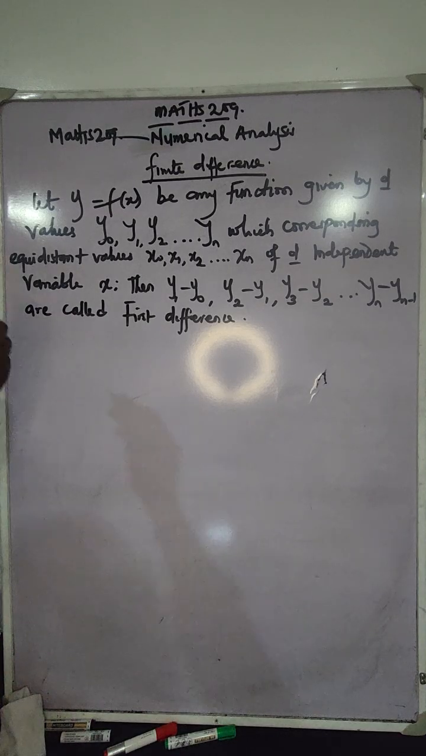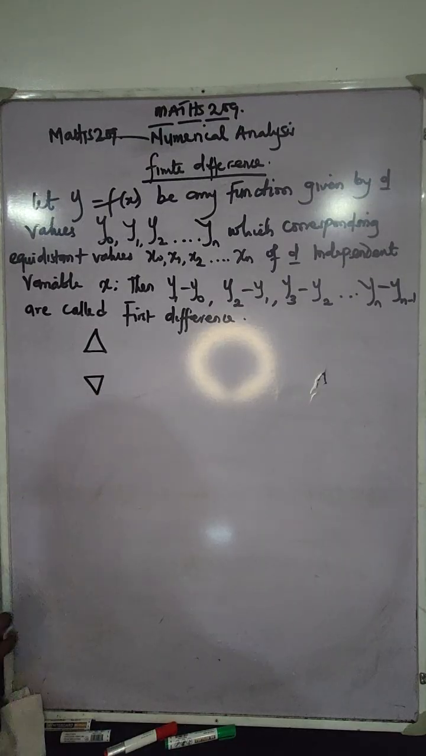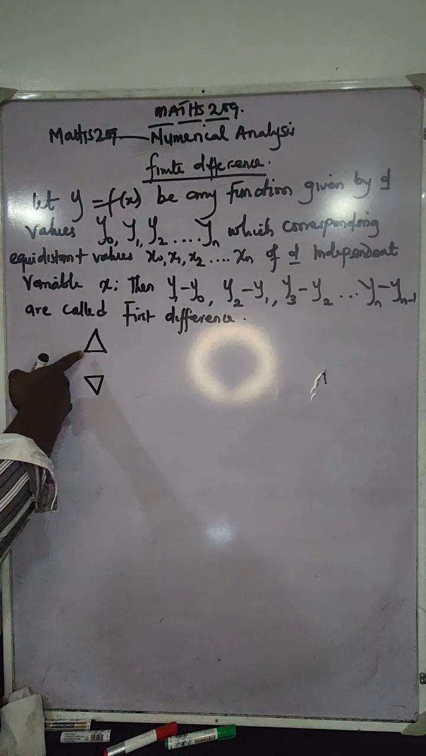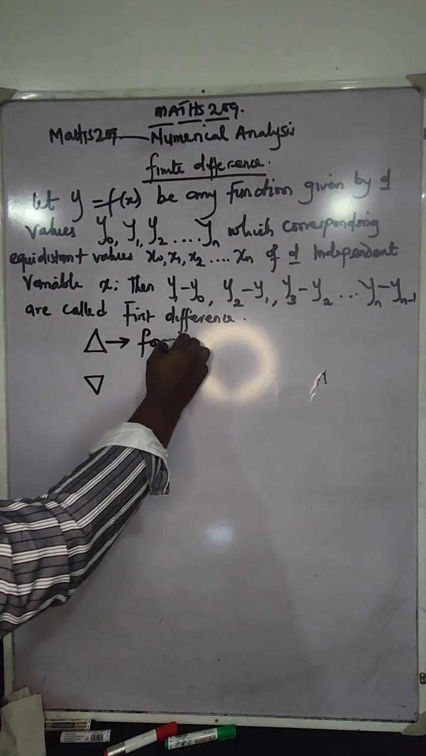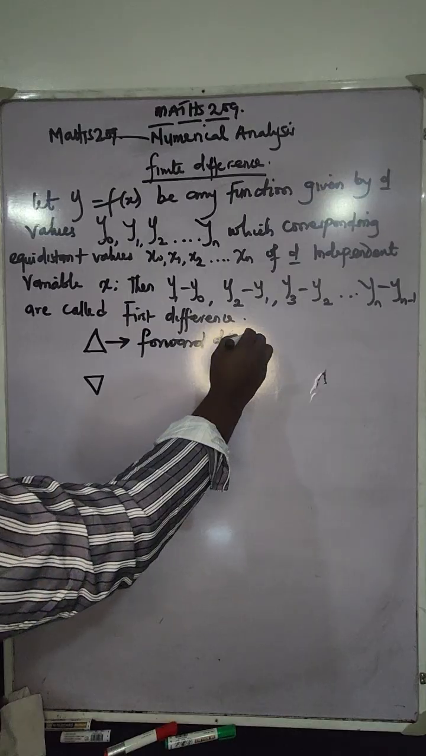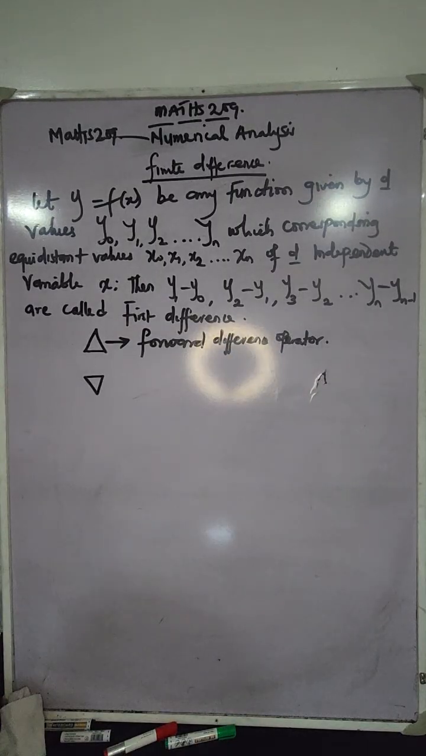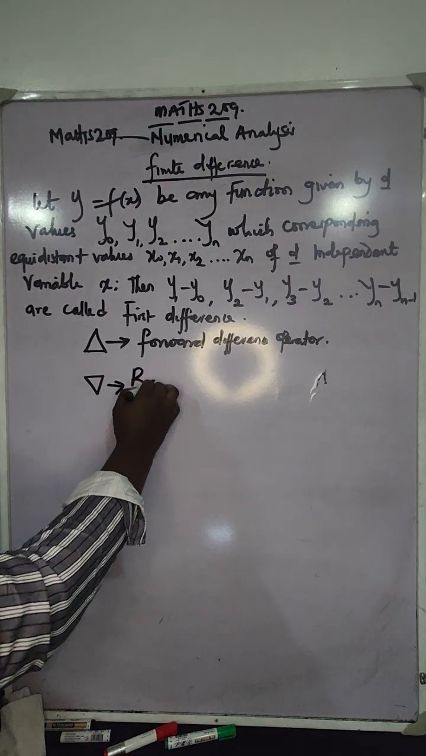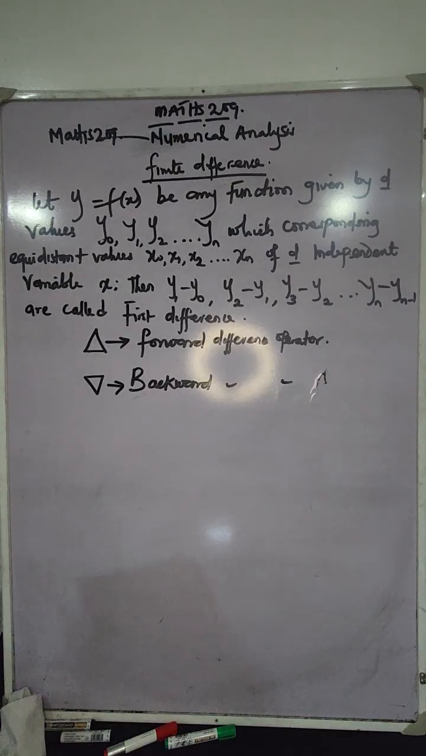Now we have two operators, this and this, right? What this operator does is that it is called a forward difference operator. And this operator is called a backward difference operator. That is why you can see that it is an opposite. They are opposites of each other.